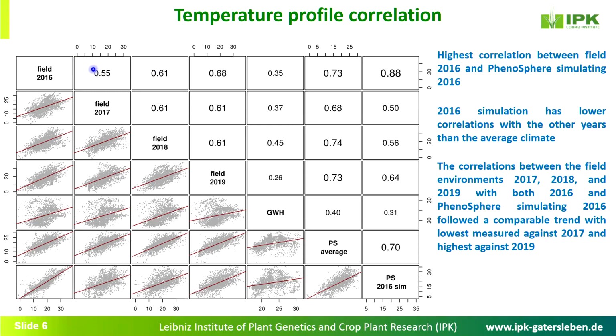So we have the lowest correlation between the 16 profile and the 17 profile, and the highest between 16 and 19. And the same we find with the simulation. So here we also have the lowest correlation with the field 2017 and the highest with the field 2019. And the overall lowest correlation we find between the glasshouse and any of the dynamic environments.